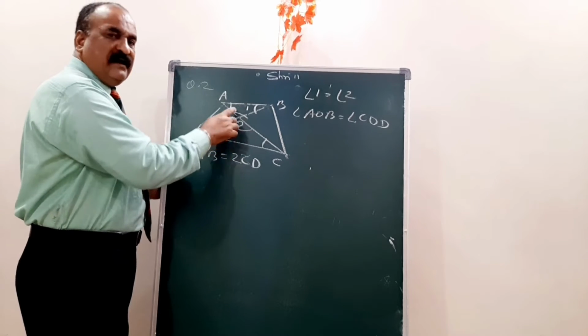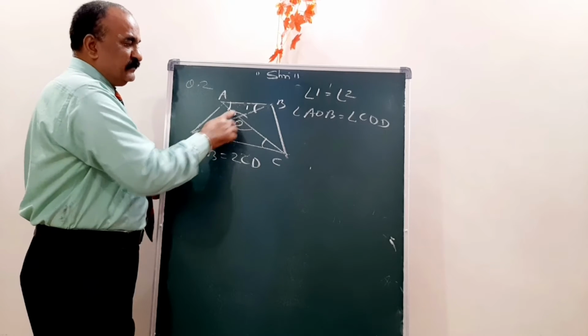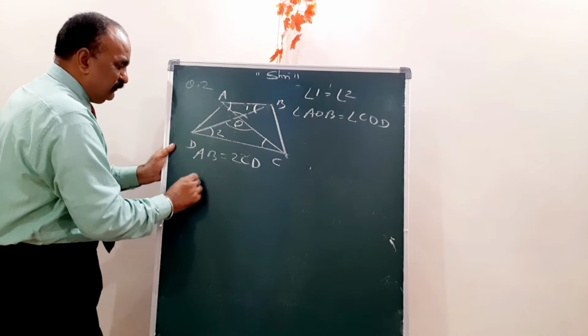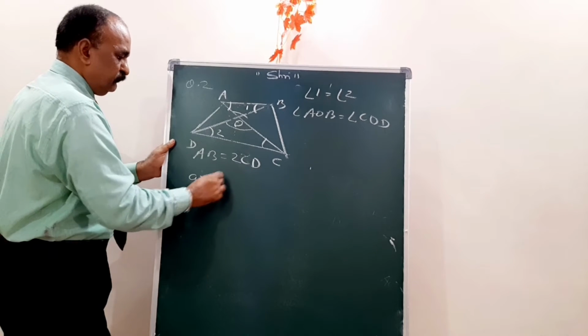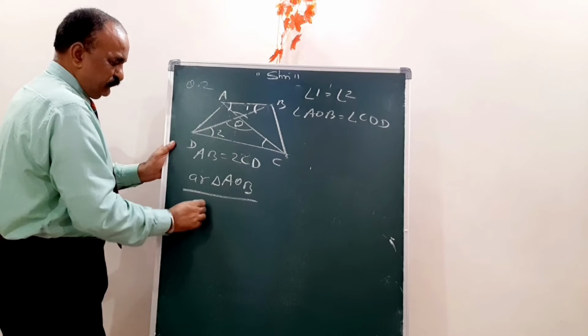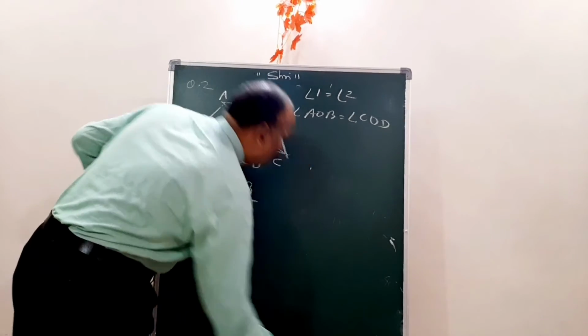So both the triangles are similar. As both the triangles are similar, it means the sides are in proportion. So therefore, area of triangle AOB upon area of triangle COD. You can write here also, no problem.